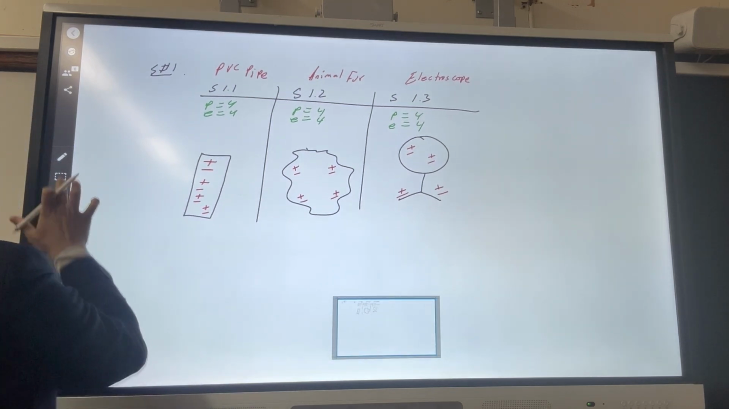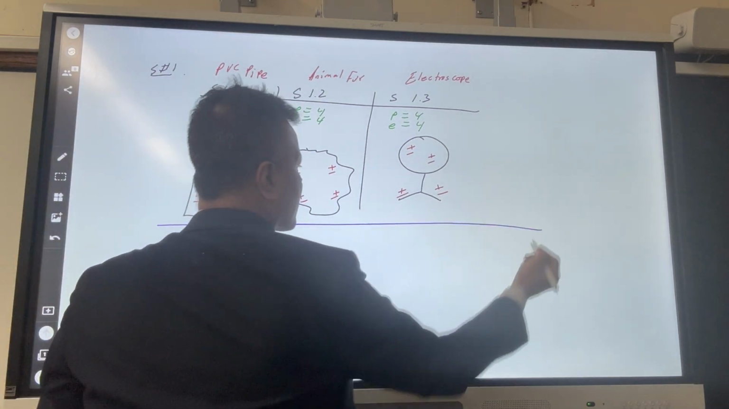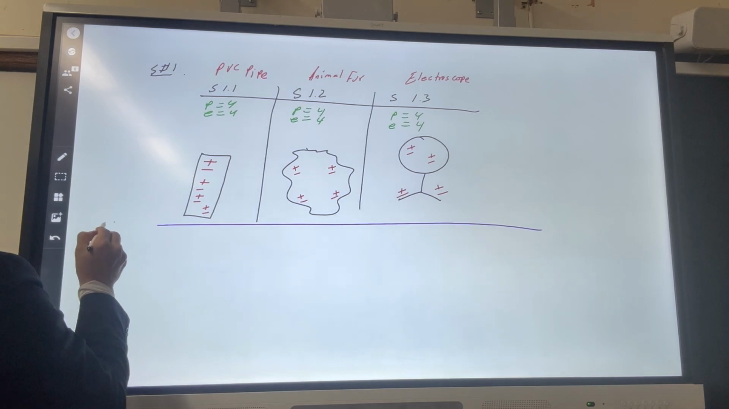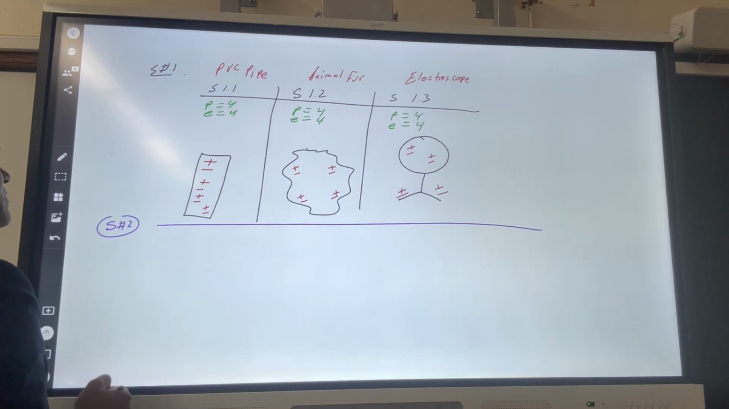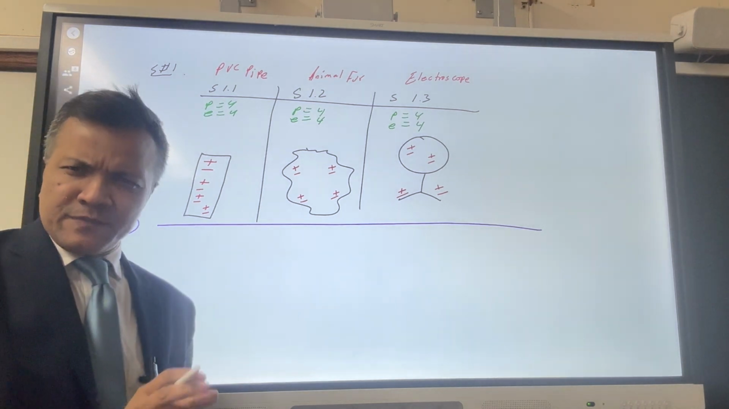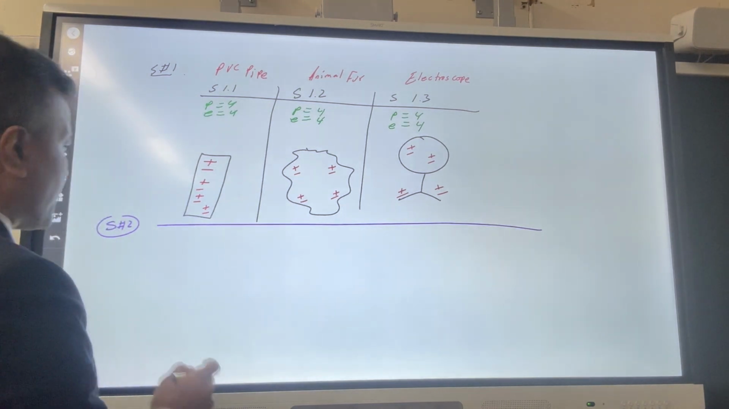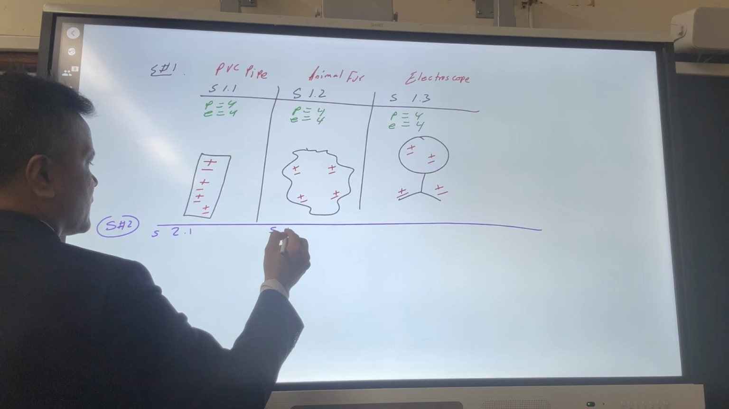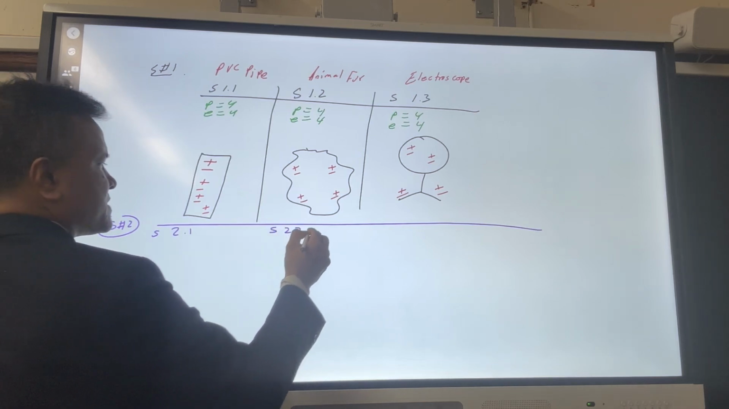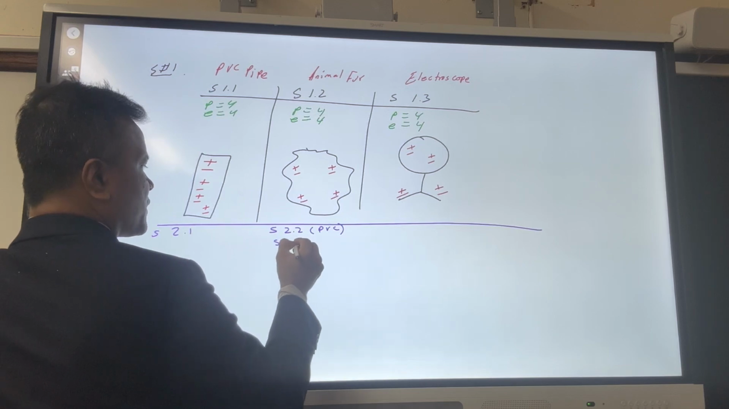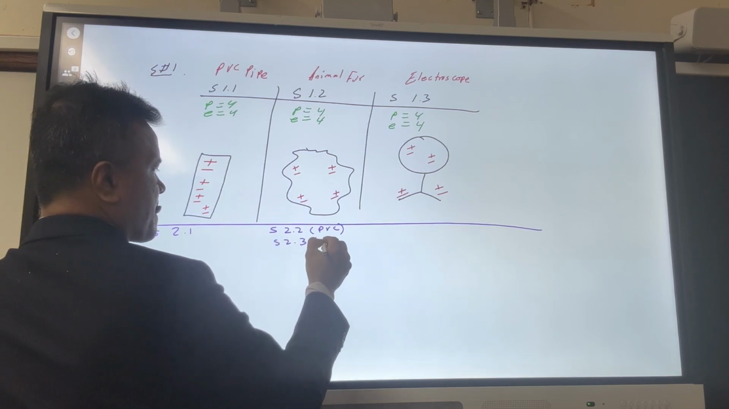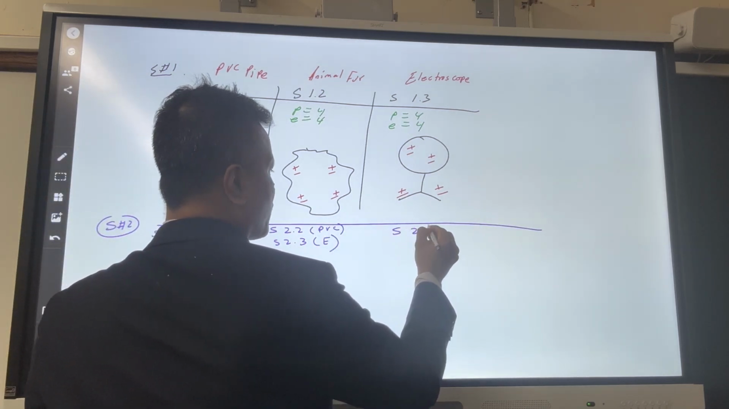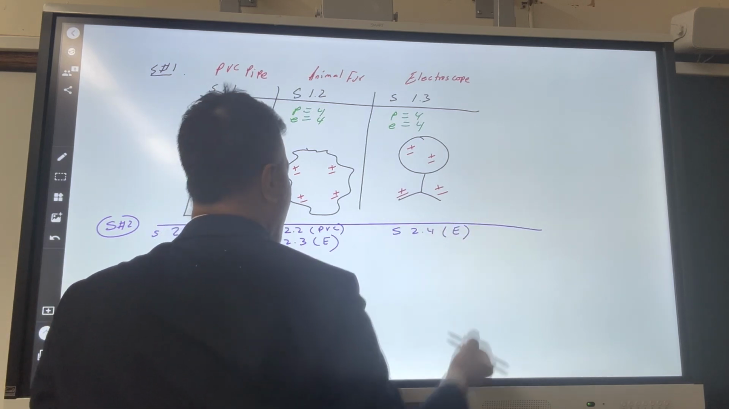Now let's do scenario 2. Scenario 2, I'm going to divide it in 4 sections. I'm going to call it, this is scenario 2. And I'm going to divide scenario 2 in, of course, 4 sections: 2.1, 2.2, 2.3, 2.4. Let's call it scenario 2.1, scenario 2.2, which is PVC, scenario 2.3, which is electroscope, scenario 2.4, which is electroscope. All right.